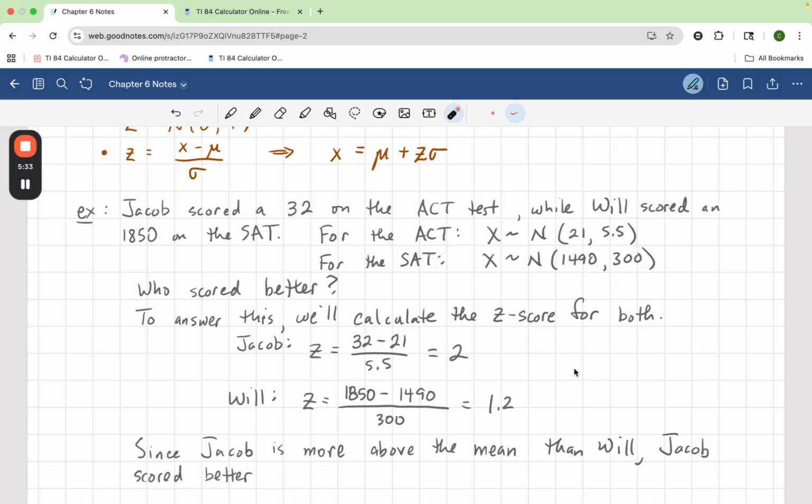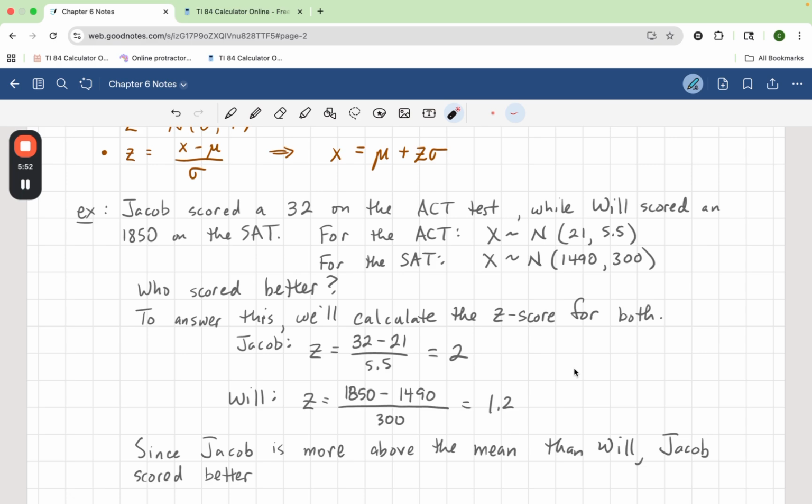So we got Jacob over here. His z-score would be 32, because that's his x value, minus 21, that's the mean, mu, over the standard deviation 5.5, sigma. So he is 2 standard deviations above the mean. So that's pretty darn good.